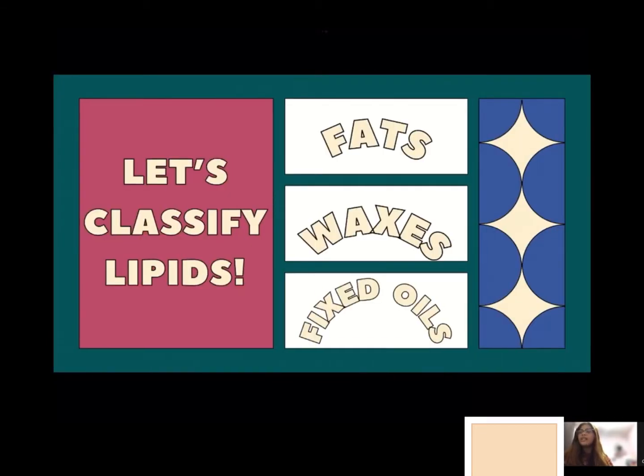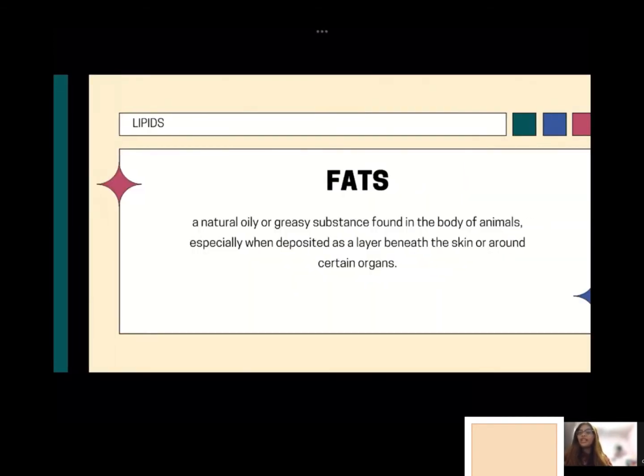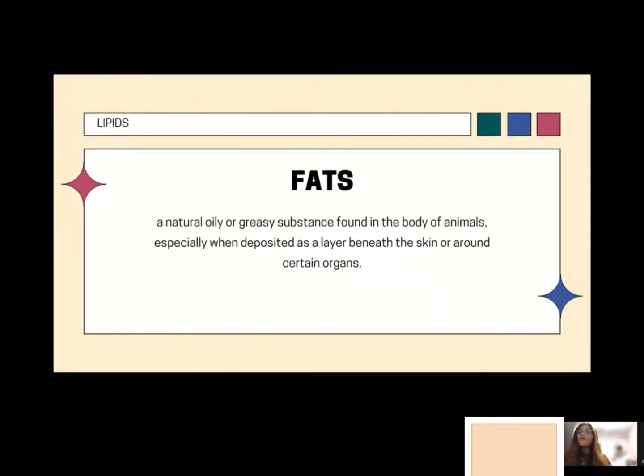So what are fats? Fat is a naturally oily or greasy substance found in the body of animals, especially when deposited as a layer beneath the skin or around certain organs. The examples of fats are lard, pig fat, cod liver oil, also called the liquid fat, anhydrous wool fat, butterfat, suet, and lanolin.